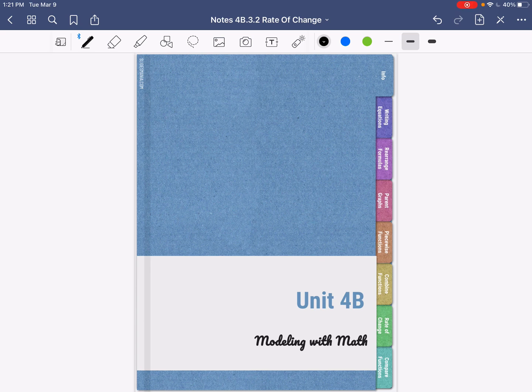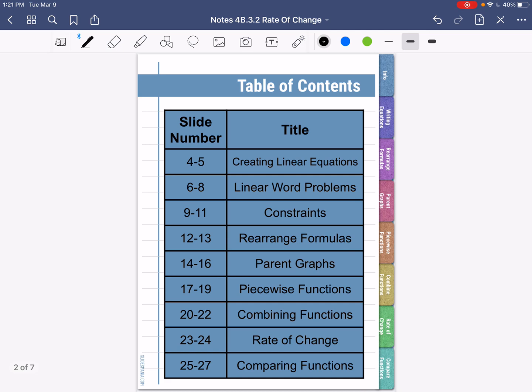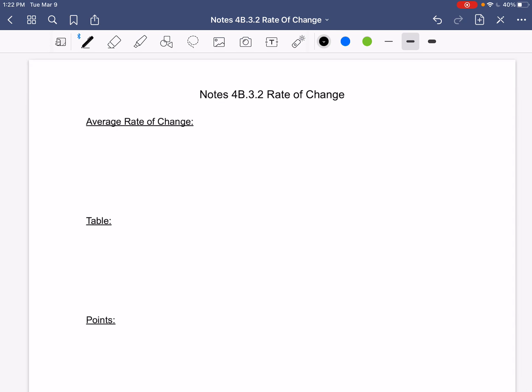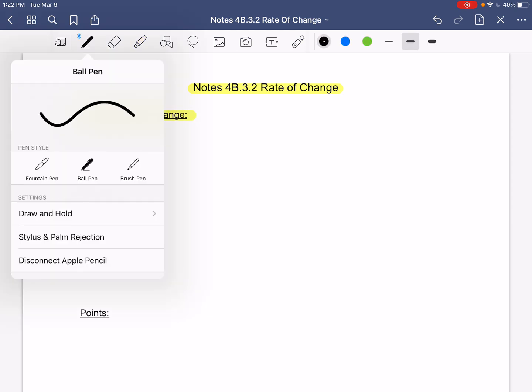Hey guys, today our notes 4B.3.2 is about rate of change. It'll go on slide 23 and 24 of your digital notebook. At the top of your paper, you can go ahead and put your title. And we're going to talk about the average rate of change.